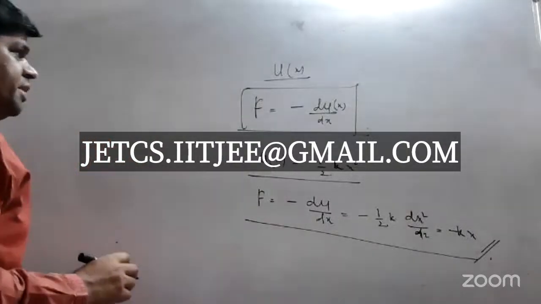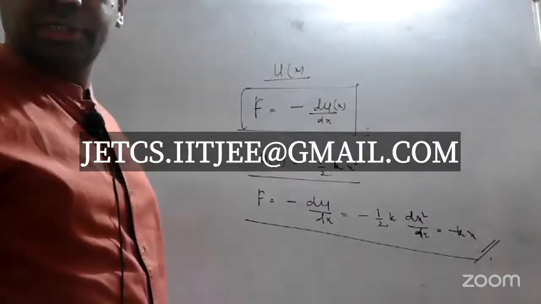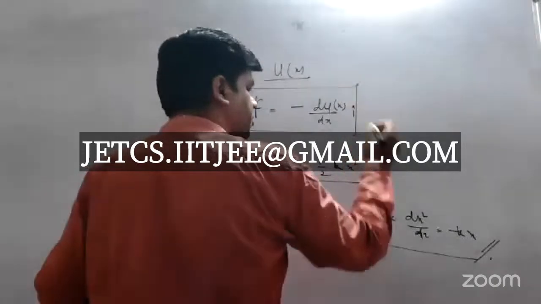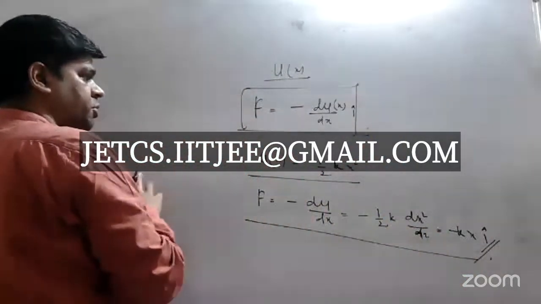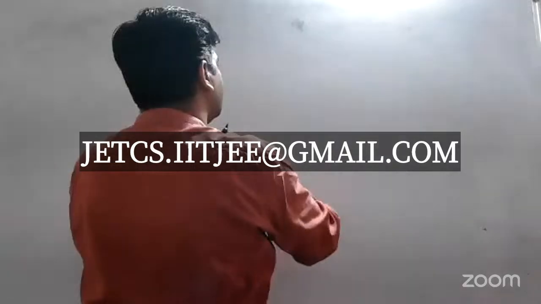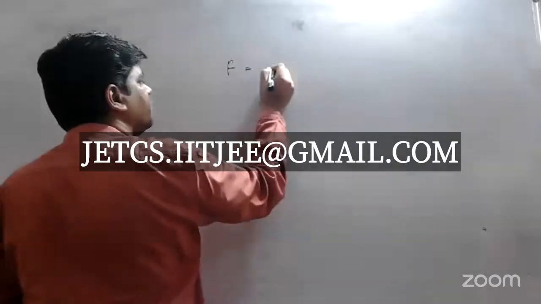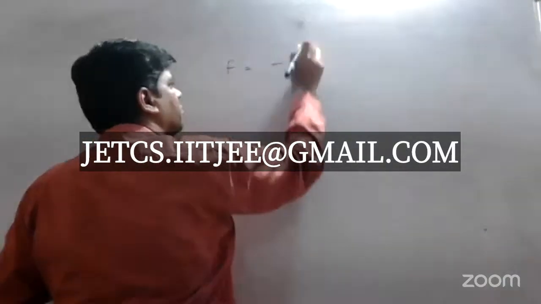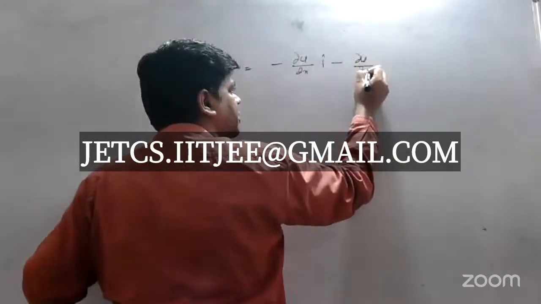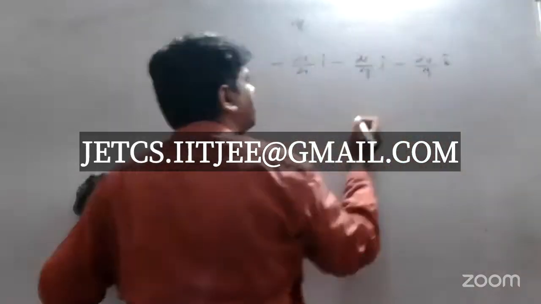Now, given any kind of potential energy function, we can get a force function. But this is a one-dimensional case. In three-dimensional cases or two-dimensional cases, what we write is, of course, i cap. Potential energy is a scalar function, but force is a vector function. In three-dimensional cases, we write it as F is equal to minus partial derivative of U with respect to x, i cap, minus partial derivative of U with respect to y, j cap, minus partial derivative of U with respect to z, k cap.